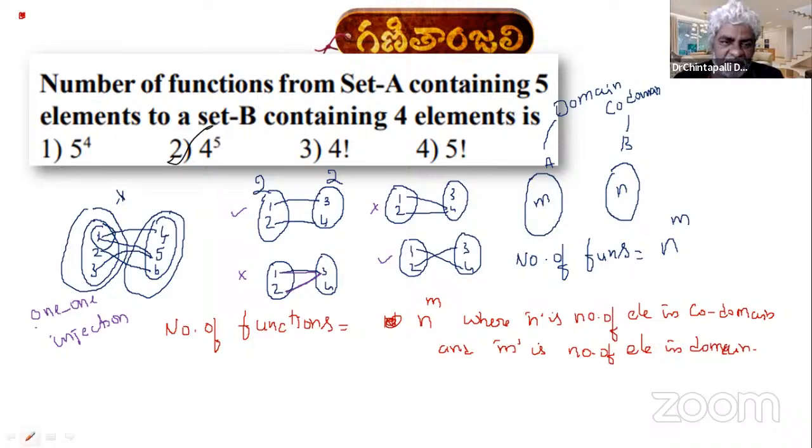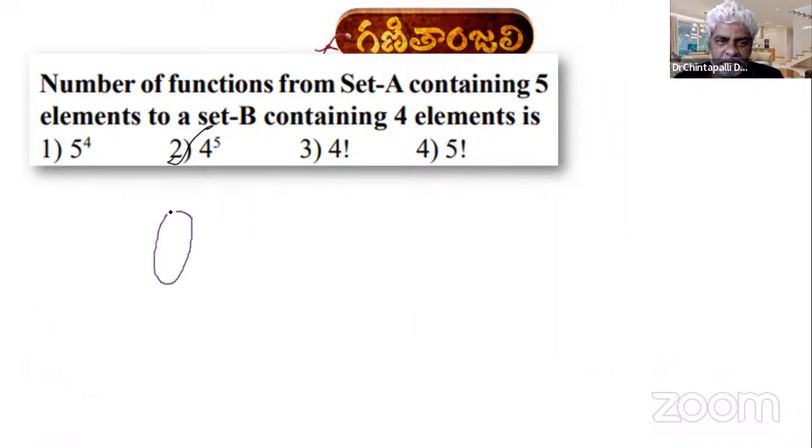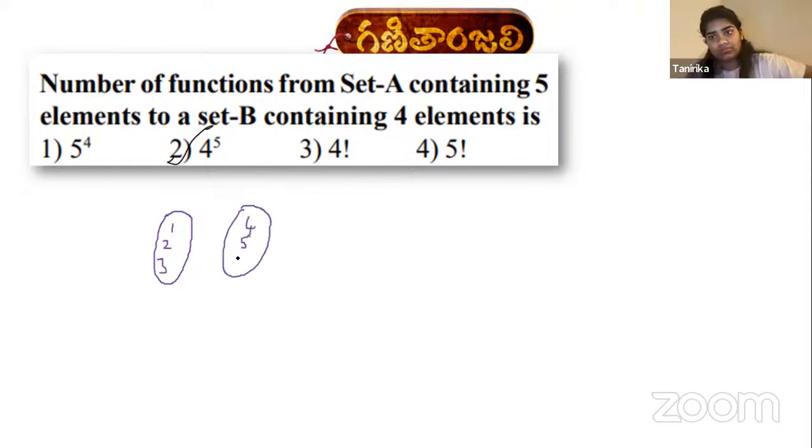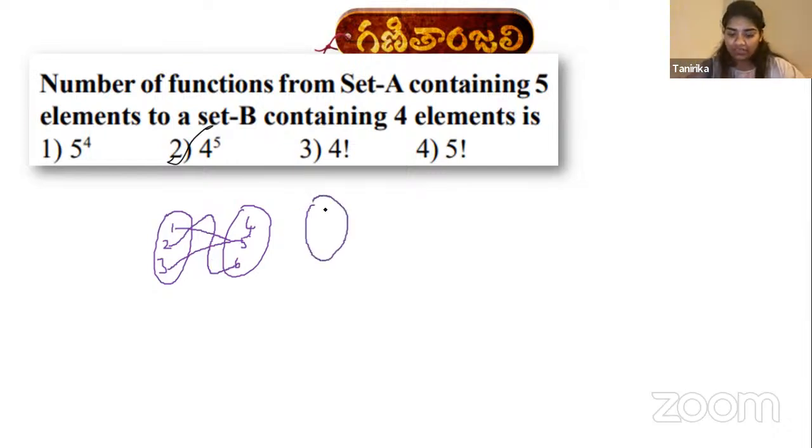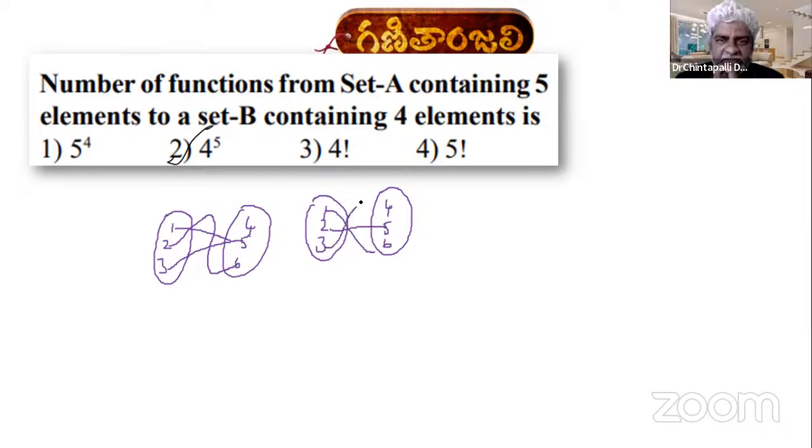Let me give an example of a function which is not 1-1. 1, 2, 3, 4, 5, 6. It is a function but not 1-1. Give an example by joining: 3, 3, 5, 3, 5, 1, 5, 2, 6. It is a function but not a 1-1 function. Now give an example for a 1-1 function: 1 to 6, 2 to 5, 3 to 4. Yes, it is 1-1, right?